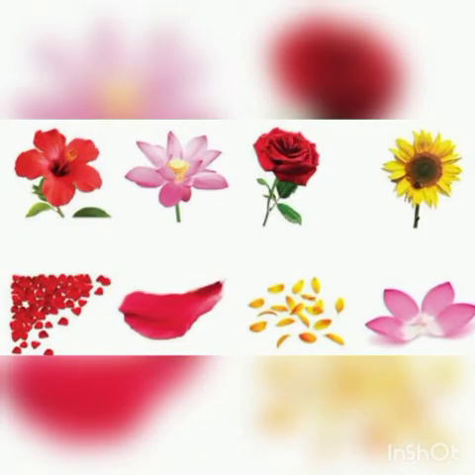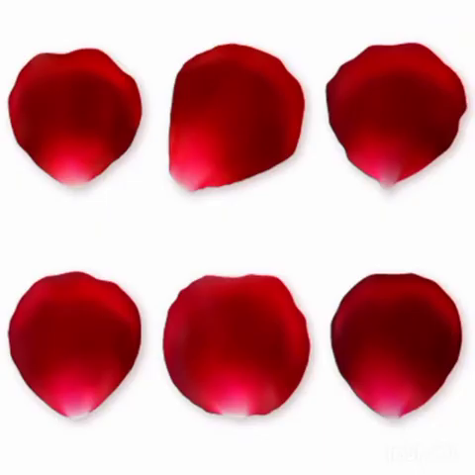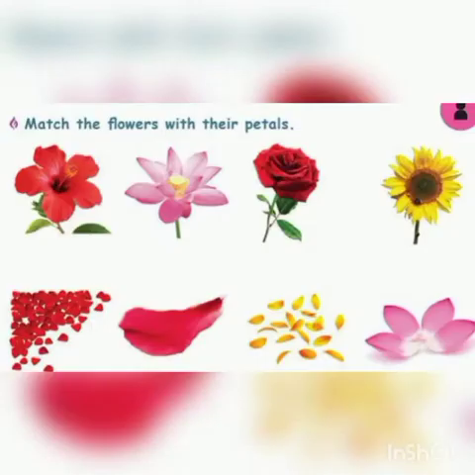Okay, so the flower has different kinds of petals. This is called a petal. This is called a petal. So now I am going to give you a small activity. In that you can see different kinds of flowers with different petals. The first flower is hibiscus, second one lotus, third rose, and fourth one sunflower. Now you are going to match them with their petals. So find out the petal of the hibiscus.